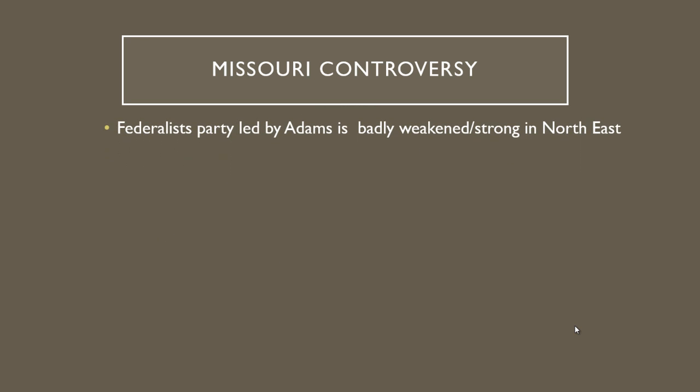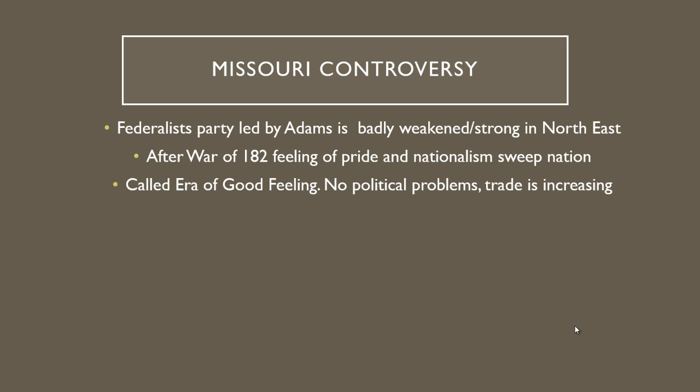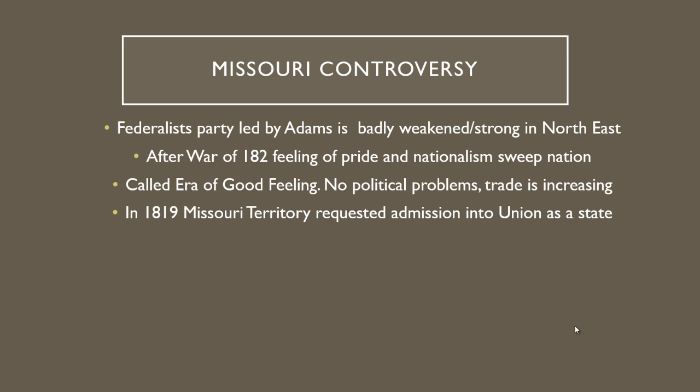With the Missouri controversy, the Federalist Party, led by Adams, is badly weakened. Strong in the Northeast. After the War of 1812, a feeling of pride and nationalism would sweep the nation. It's called the Era of Good Feelings, no political problems, trade is increasing. In 1819, the Missouri Territory requested admission into the Union as a state.